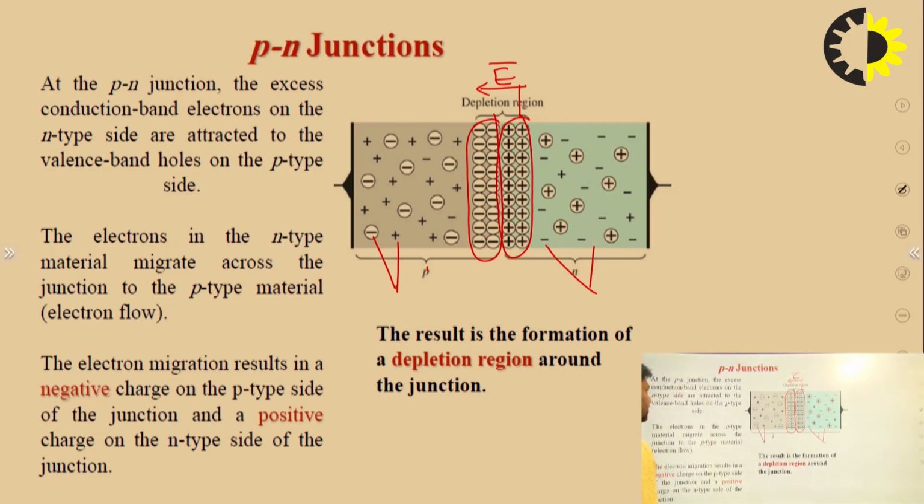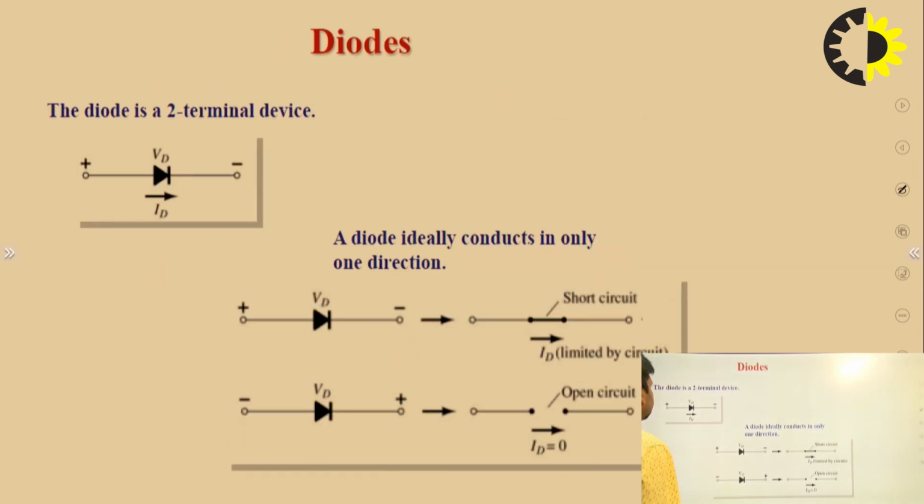What is the meaning of depletion region? A depletion region is the region where no mobile charge appears. So we call this region the depletion region. This is the symbol of a p-n junction diode, having a diode voltage Vd and a current Id.